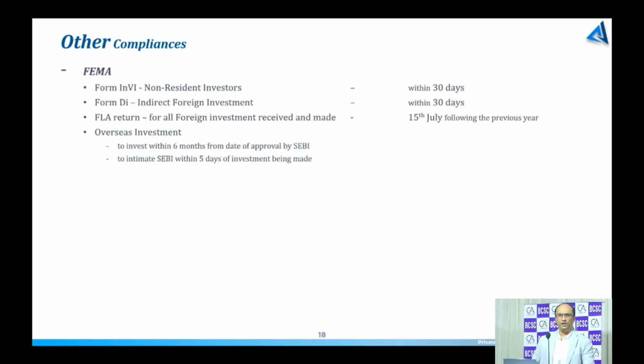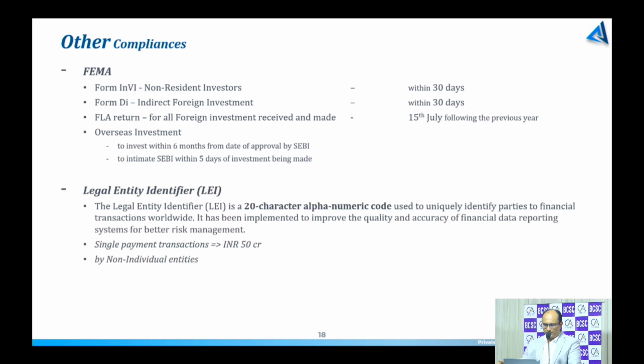FEMA we spoke of: if you are taking some foreign investors directly into your domestic AIF, then there are certain compliances that you need to do. Form INV6, Form DI, FLA returns, or if you are making overseas investments, then reports on those investments need to be submitted to RBI. LEI is again a very popular thing we all would know. If there is a single payment transaction of more than 50 crore happening, you need to have this LEI number. FIU registrations, PMLA Act, Pinjalbhai sitting here, he keeps guiding us with these things.